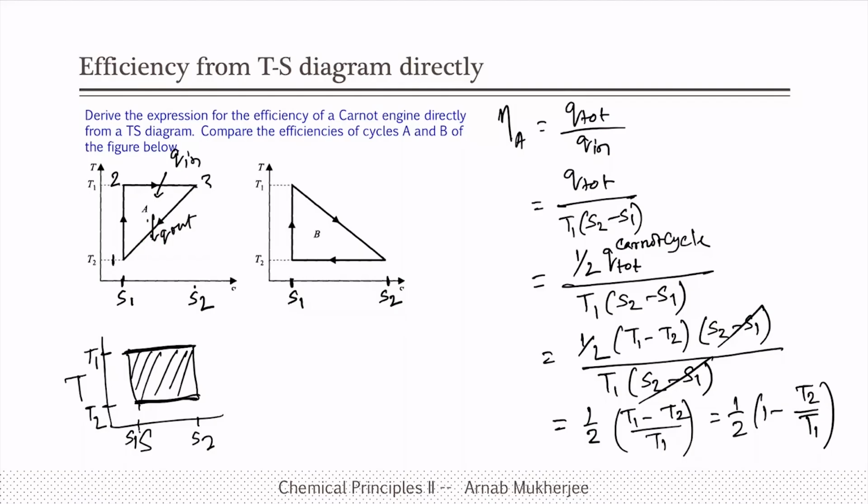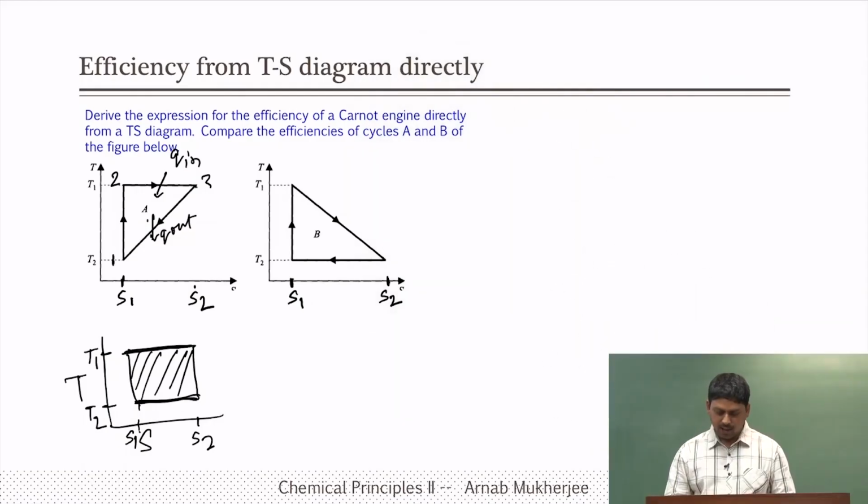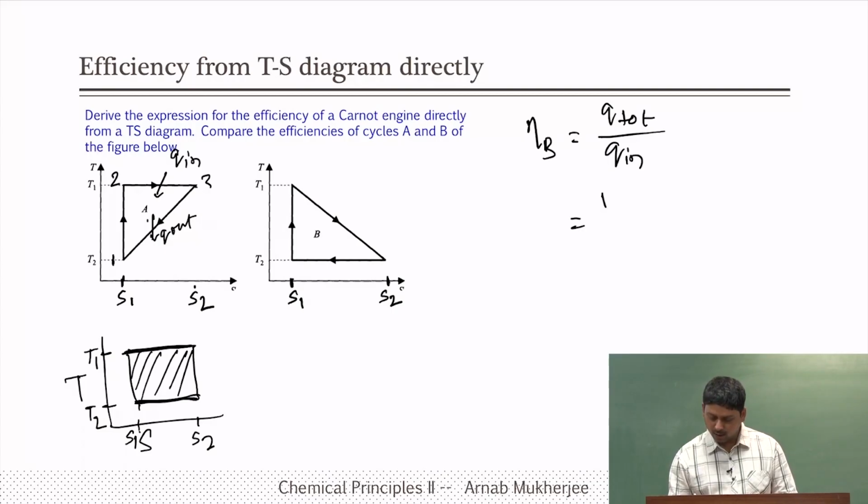Now, let us talk about engine B. Let me remove the A just to get more space. You can see that engine B is again half that of the Carnot cycle. So, let us write the engine B efficiency. Again, engine B efficiency is Q tot by Q in. Now, Q tot again is half that of the Q tot of the Carnot cycle. But what is the Q in?